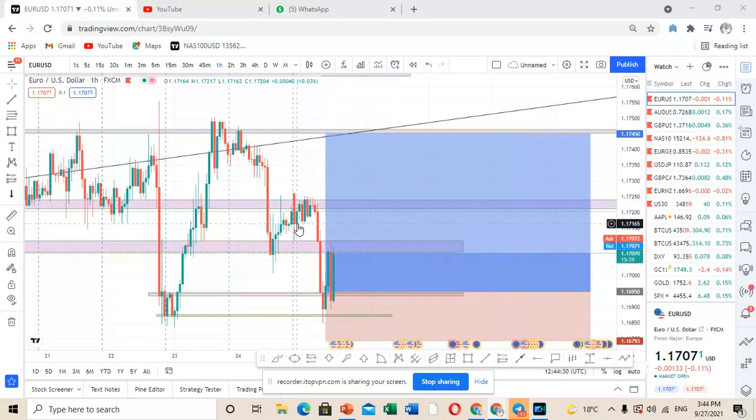Starting with the EUR/USD, this week it started off with a bull move, that is a move to the upside, because the whole of last week we experienced a lot of downward movement, that is the move towards the downside.